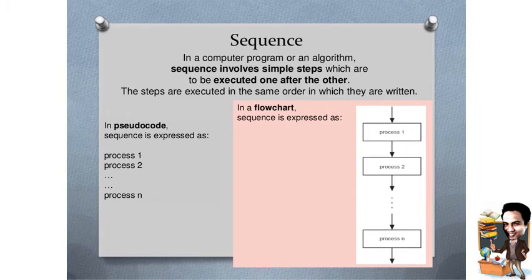Sequence. In a computer program or an algorithm, sequence involves simple steps which are to be executed one after the other. The steps are executed in the same order in which they are written. For example, process 1, process 2, until process N.